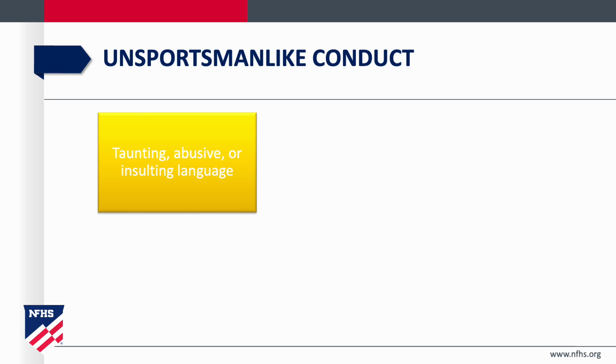The first is taunting, abusive, or insulting language. This includes cussing at an opponent, racial slurs, sexual slurs, or any language that is intended or designed to embarrass, ridicule, or demean others under any circumstances. This can also include gestures that are intended to do the same.